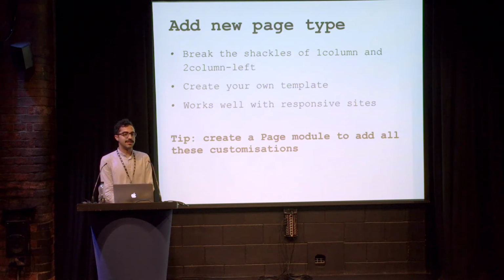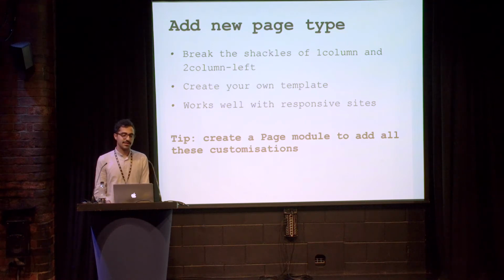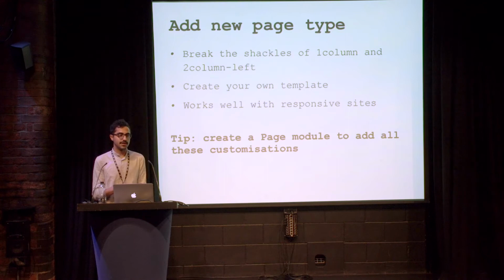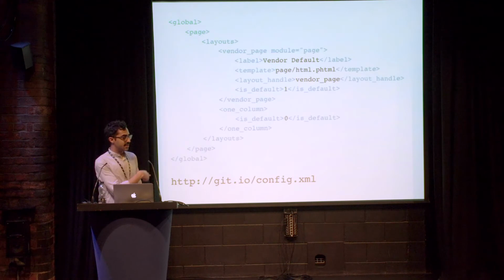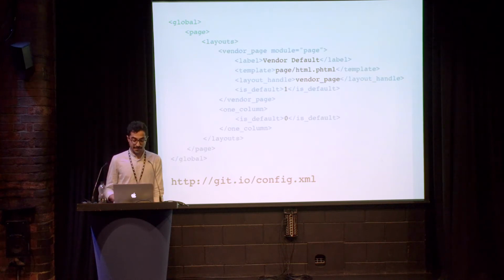And the next thing you'd want to do is add a new page type. So we've all felt the mess of 1 column and 2 column left, and Magento actually allows you to add your own page type in there. So I used html.phtml because it was a cool sounding name, and at this point you might want to create your own page module so you can include all these customizations. In that module, just in the config.xml, you define your new page type. I've called it vendor default, added the template, set it as default, and unset 1 column as default. So from there you'll be able to use that as your base template for the entire theme.